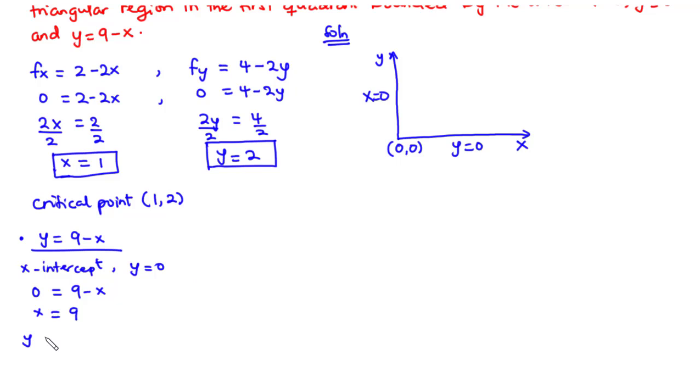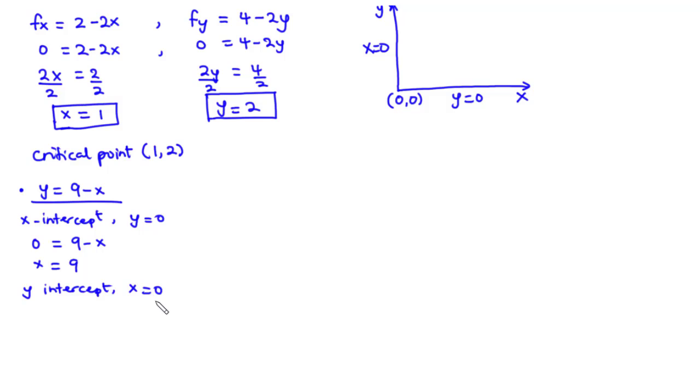Also for the y-intercept, that is where the line cuts the y-axis, we have x also to be equal to 0. Therefore we substitute 0 for x, and then we have y equals 9 minus x, and x is 0. So this becomes y equals 9. Therefore, for the x-intercept, we have the point x is 9, y is 0. For the y-intercept, we have the point x is equal to 0 and then y is equal to 9. So we have the point (9, 0) and then (0, 9).